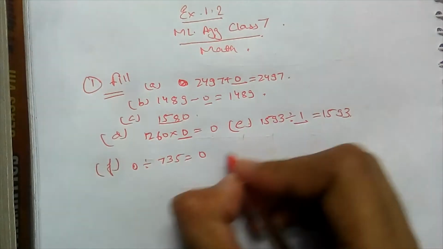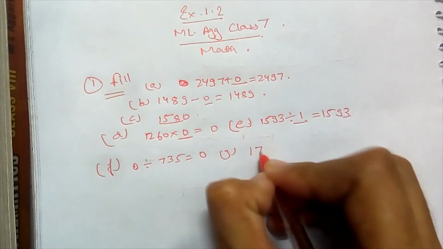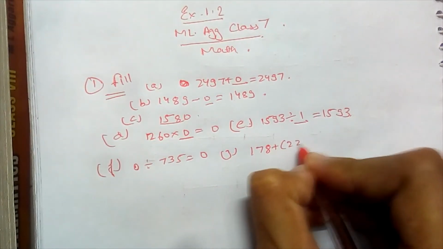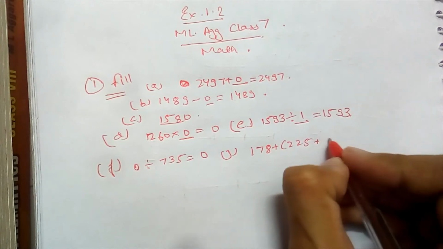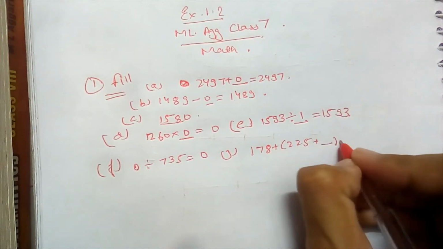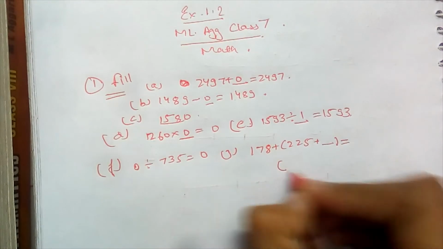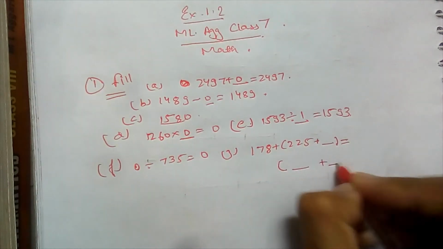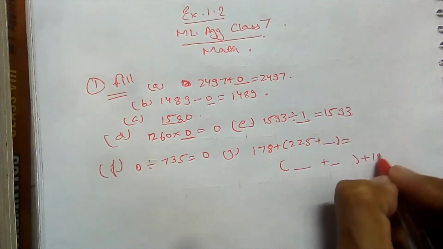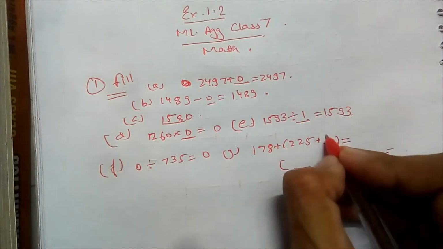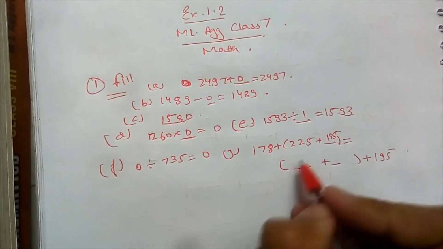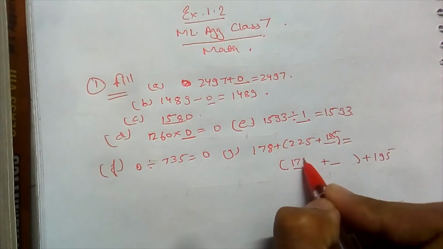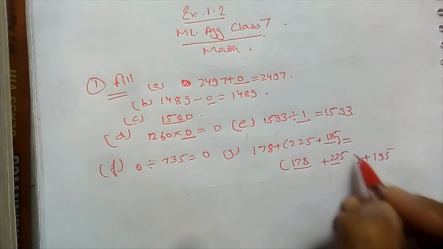Now moving to G, 178 plus 225 plus blank is equal to blank plus blank plus 195. So here it's 195 and here it will be 178 plus 225.